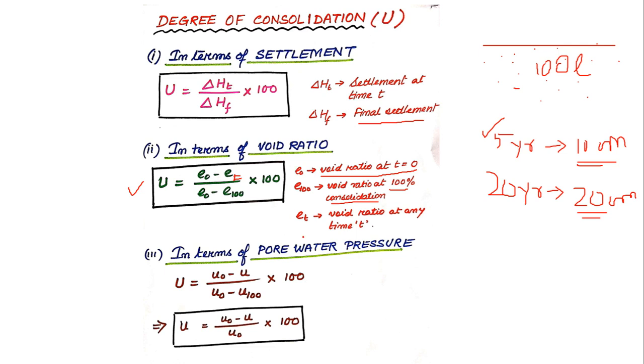Okay, and et is the void ratio at any time t. That means it is in between e0 and e100. So this is how we calculate degree of consolidation with respect to void ratio.